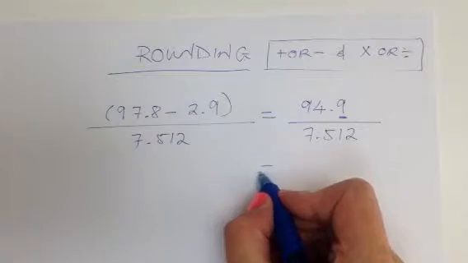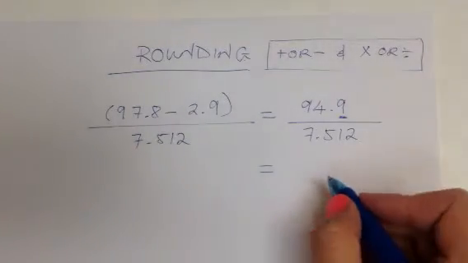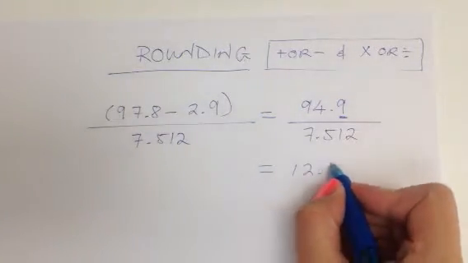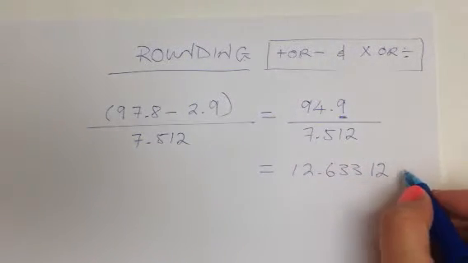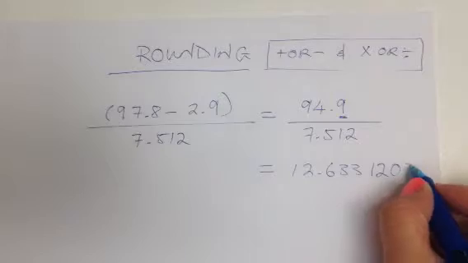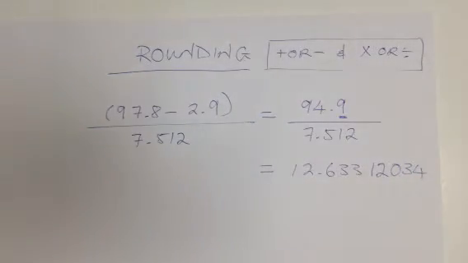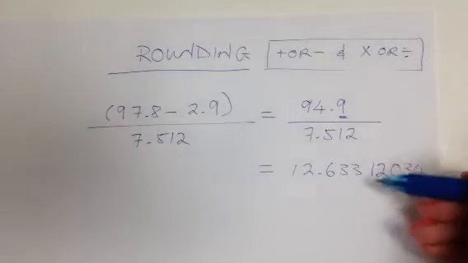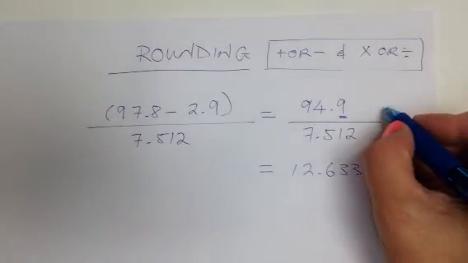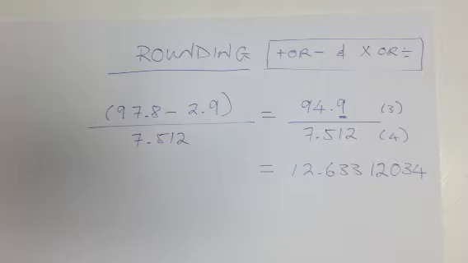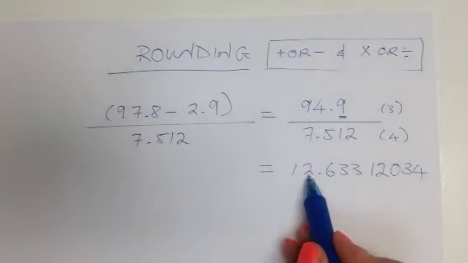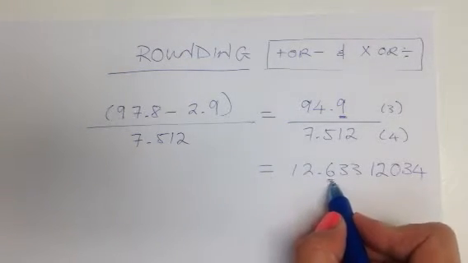Now we're going to go ahead and divide, and when we divide those two numbers, we get 12.63312034. That's our long calculator answer. And when we divide, we count significant figures. So this has 3 significant figures. This has 4 significant figures. So our answer should have 3 significant figures.